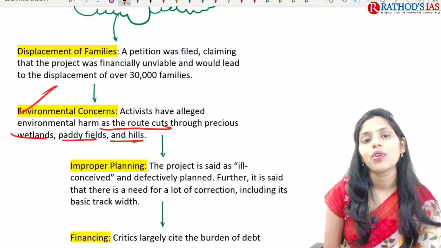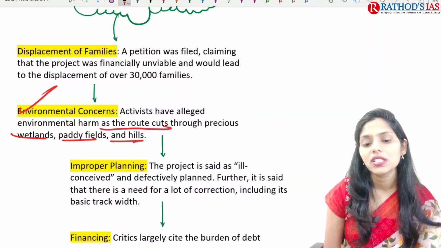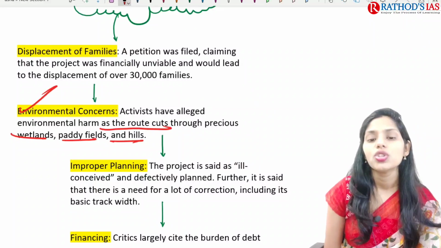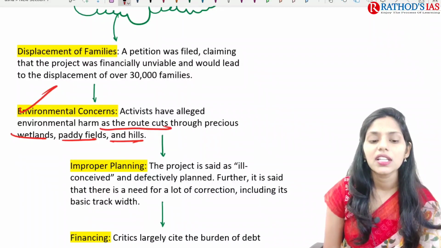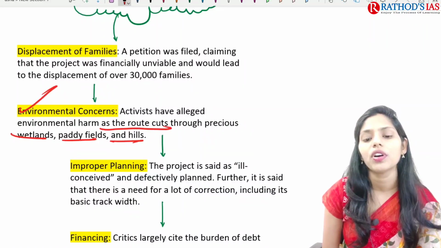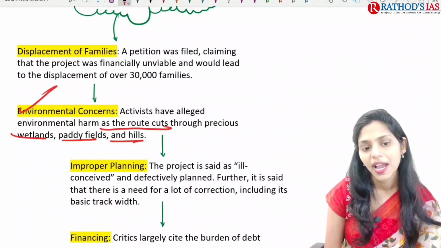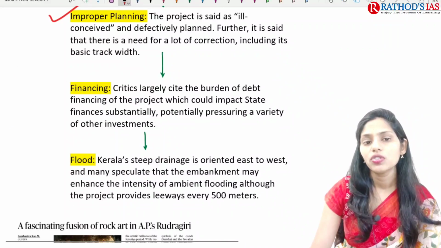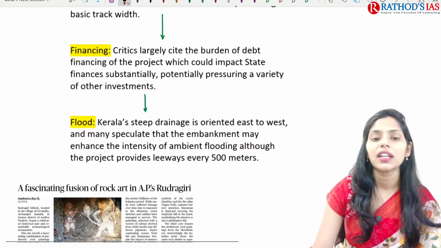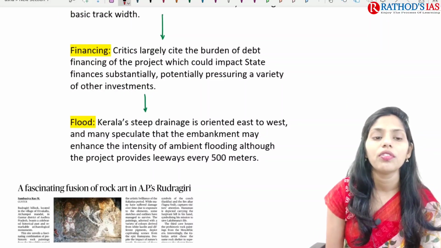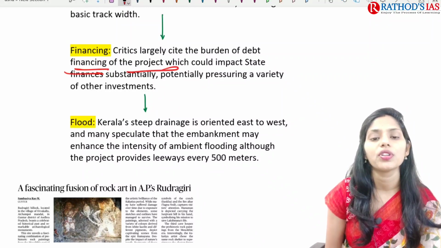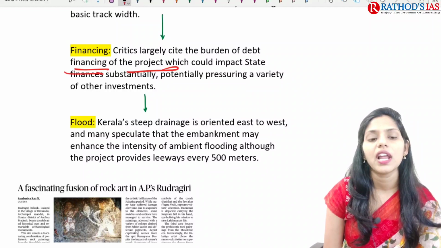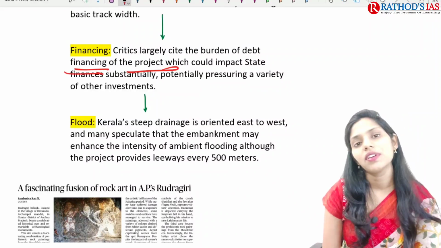And next one is improper planning. The project is said to be ill-conceived as well as defectively planned. Further, it is said that there is a need for a lot of correction, including its back track width. So there is improper planning as well. Talking about financing, critics largely cite the burden of debt financing of the project, and that will have an impact on state finances. Okay, and next one is floods.